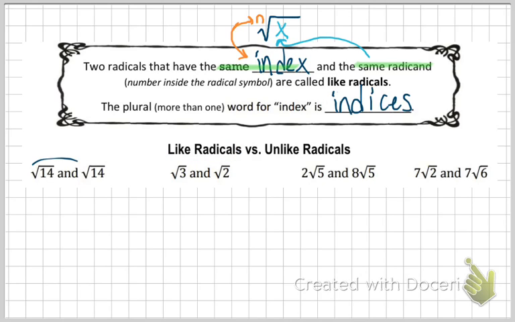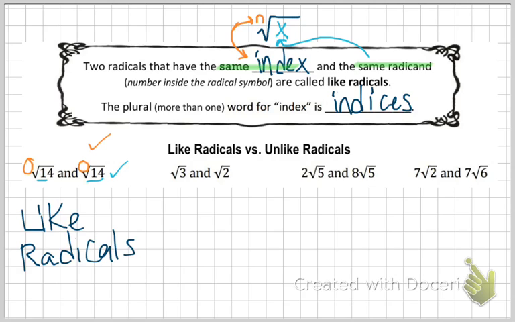For example, square root of 14 and square root of 14. You stop and think, okay, same index, check. Same radicand, check. So we can say that these are like terms, but since we're working with radicals, we call it like radicals. Next example, we have square root of 3 and square root of 2. Now they do have the same index, check. There is an invisible 2 there. However, they do not have the same radicand, which is very important. So these are unlike radicals.